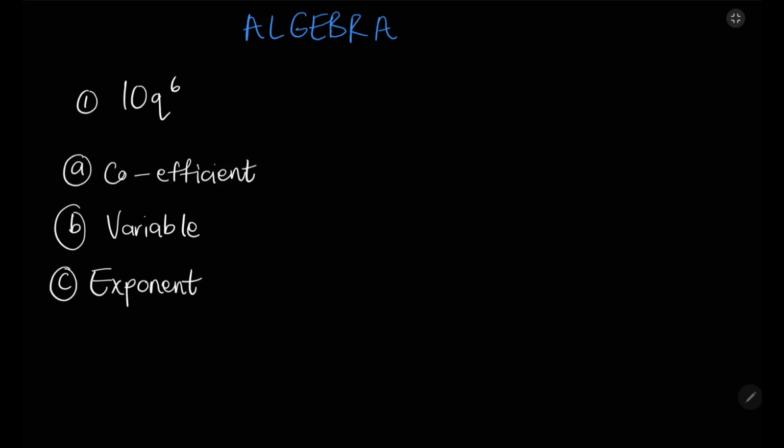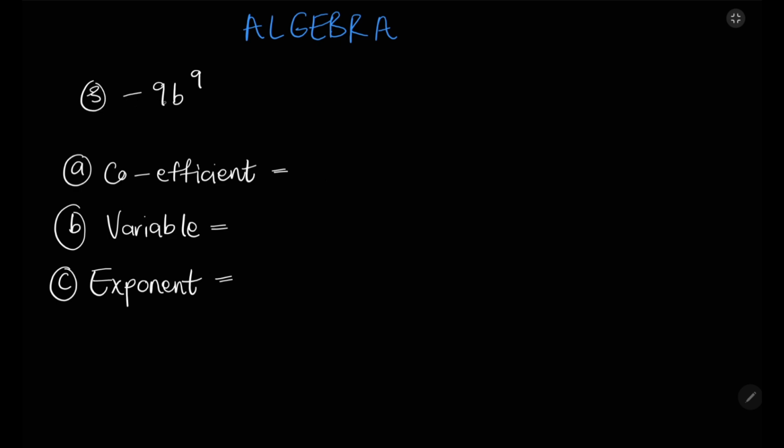Let's try a few examples. 10q to the power 6. What is your coefficient? Your coefficient is 10. So you write 10. And if they ask you what is your variable, you know that your variable is q. And your exponent is 6. Let's try the second example, negative x to the power 2. What is your coefficient? You know that there's an invisible 1 there. So your coefficient is negative 1, as there's a negative here. Your variable is x. And your exponent is 2.